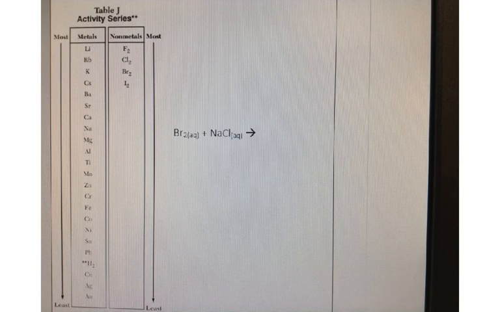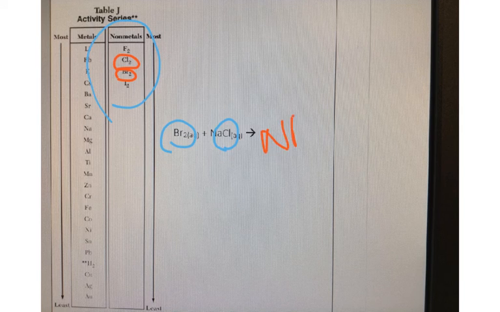Alright, let's try to look at this one. So we've got Br2, which is a nonmetal. So what we're going to have to do is look at the nonmetal list, and we're going to compare it to the other nonmetal in NaCl. And Cl is your nonmetal in this case. So I'm going to look at Br. Br is actually lower once again than Cl. So this reaction too, you would write no reaction.